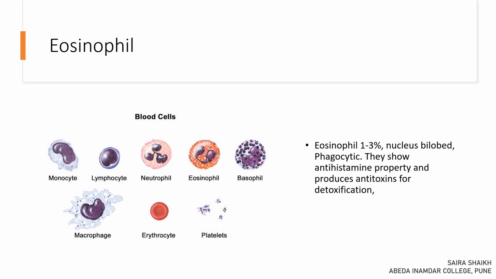They secrete a secretion called antihistamine. The role of antihistamine is exactly opposite to histamine. Histamine, which is produced by basophil, gives the allergic reaction, while antihistamine is the secretion that neutralizes the allergic condition. It produces the antitoxins and detoxifies the foreign bodies. And that's why the allergic condition is neutralized.